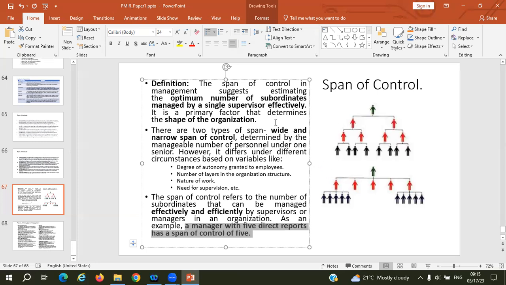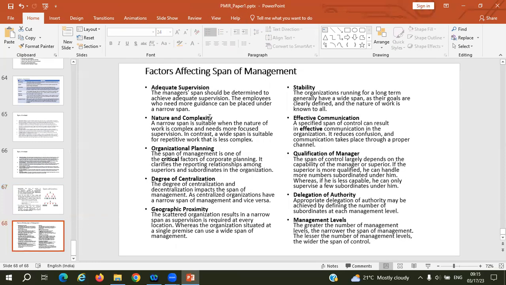And next we'll discuss what the factors determining span of control are. Factors affecting span of management.